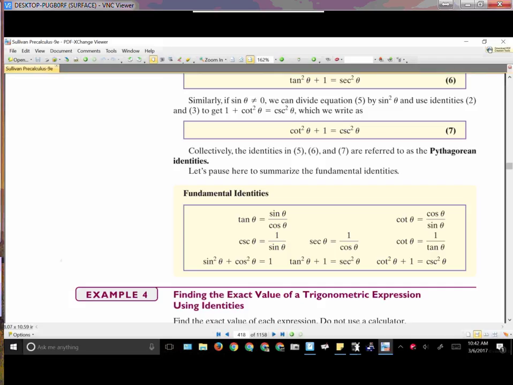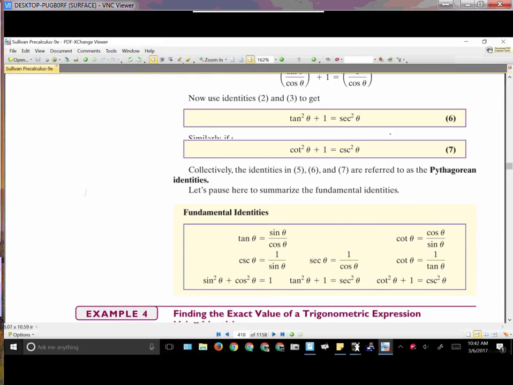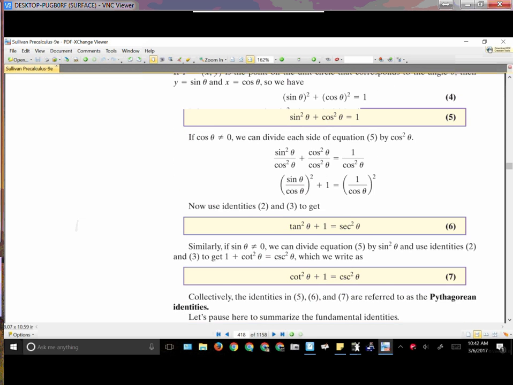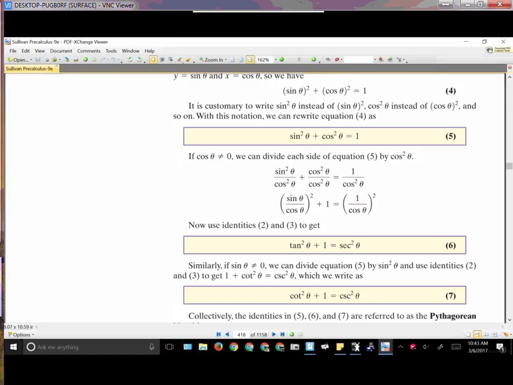Now, fundamental identities, and these little things that are right up over here. So, cosine squared plus sine squared is equal to 1.